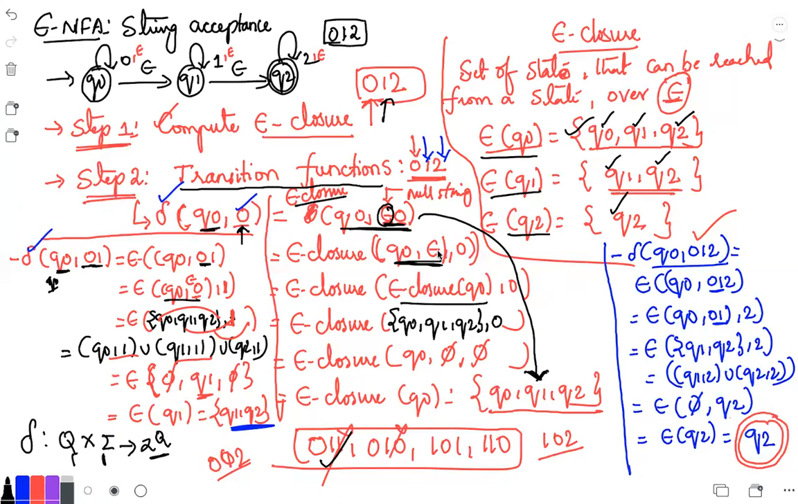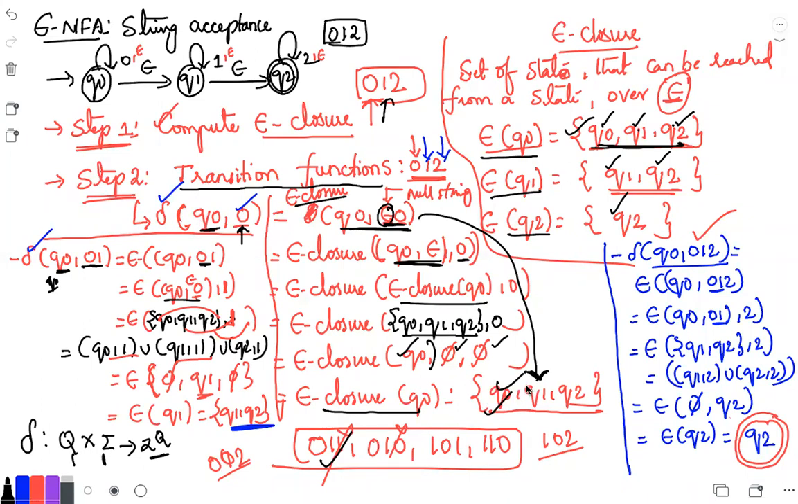So Q naught on epsilon I will keep, and 0 I will keep aside. Q naught on epsilon is epsilon closure of Q naught, which we have already computed: Q naught, Q1, Q2. Over 0, this is a basic set theory concept: Q naught on 0, Q1 on 0, Q2 on 0. Q naught on 0 reaches Q naught. From Q1 in the original NFA over 0, there is no path, so phi, nothing. From Q2 on 0, there's nothing you can reach, so again phi. Ultimately it is the epsilon closure of Q naught, because we don't consider phis. That is Q naught, Q1, and Q2. This is the output of the first transition function.